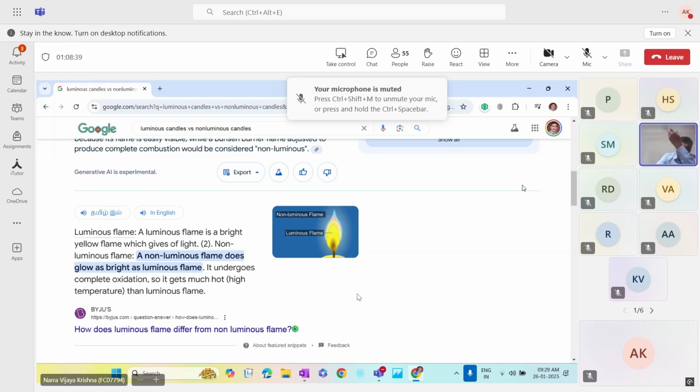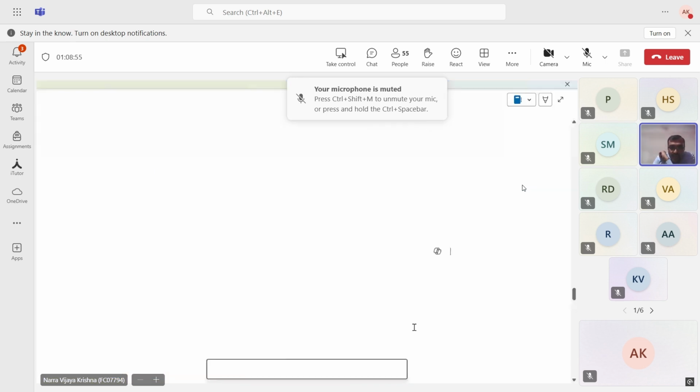Hydrocarbons only. That wax is also made up of hydrocarbons. So I can make that candle luminous or non-luminous based upon whether I have saturated it properly or unsaturated. Right? Now coming to one more thing.